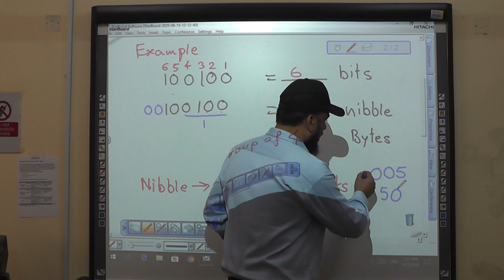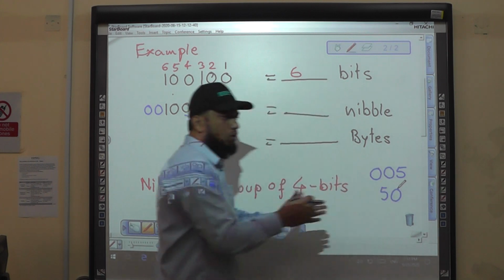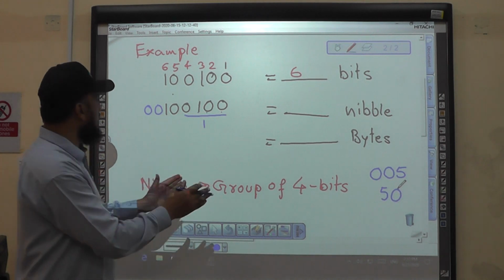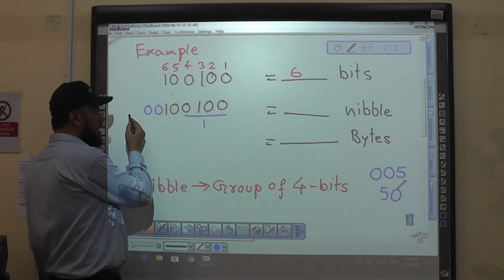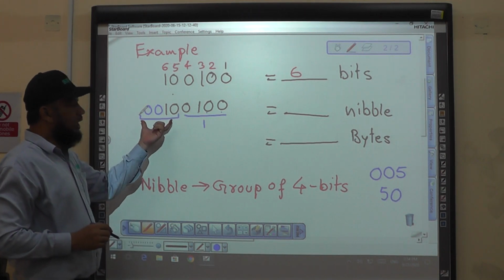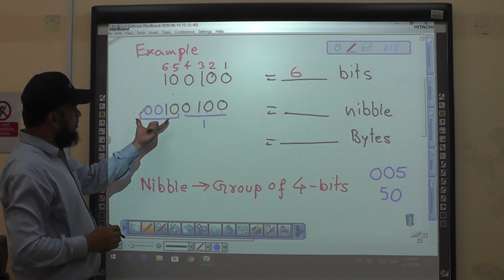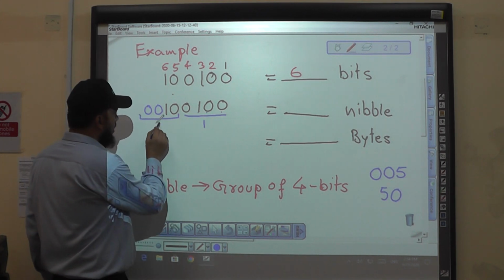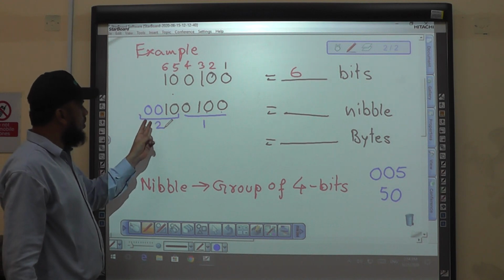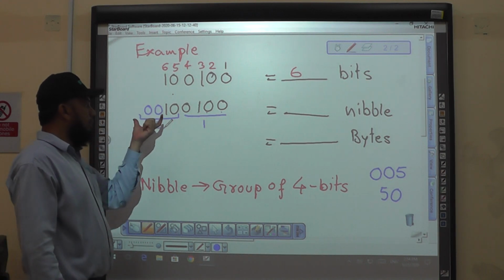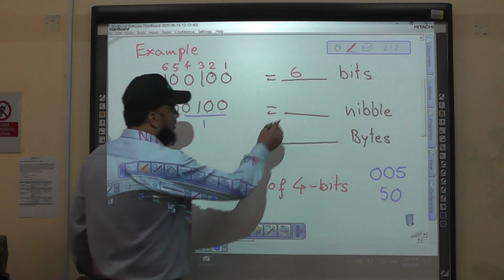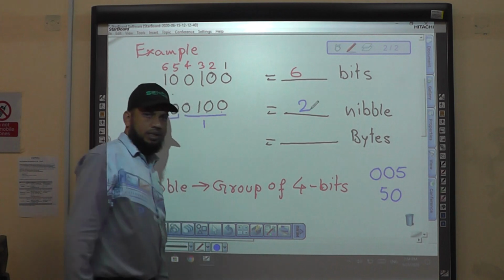In the same way, when we write the 0 at the left of the number, the value of the number will not change. So by putting 0s at the left, it becomes one more group of 4 bits. By adding these 2 zeros at the left of the number, we make the 1 nibble. So in this case, we have 2 nibbles. We will write 2 nibbles here.